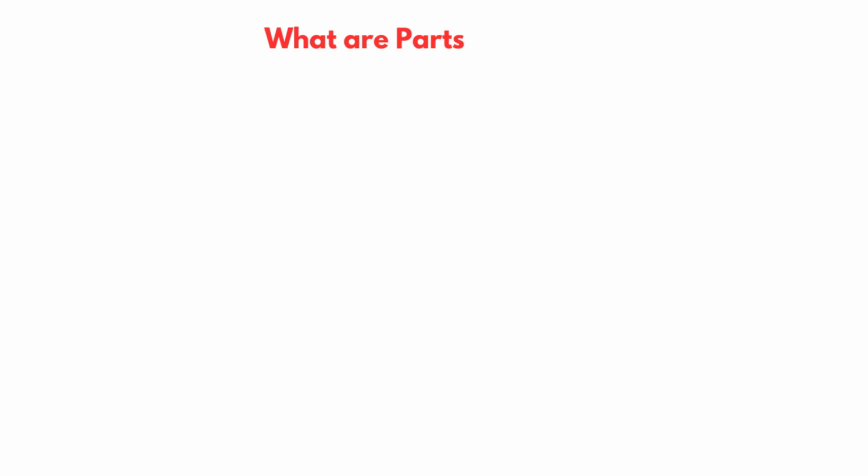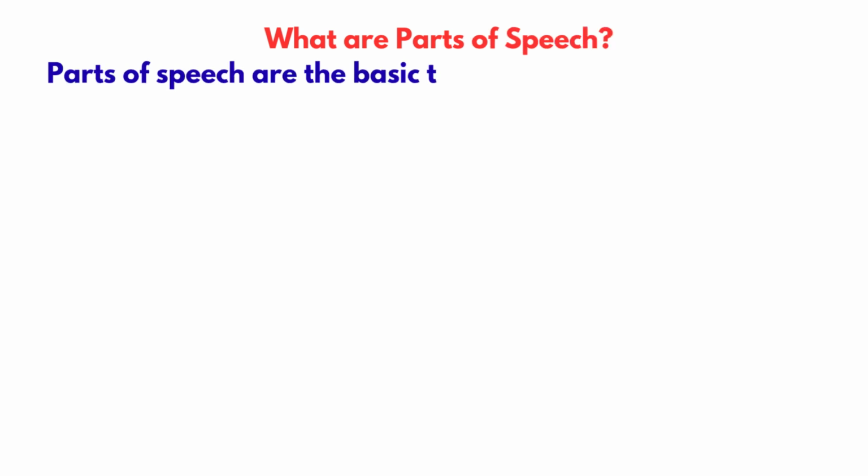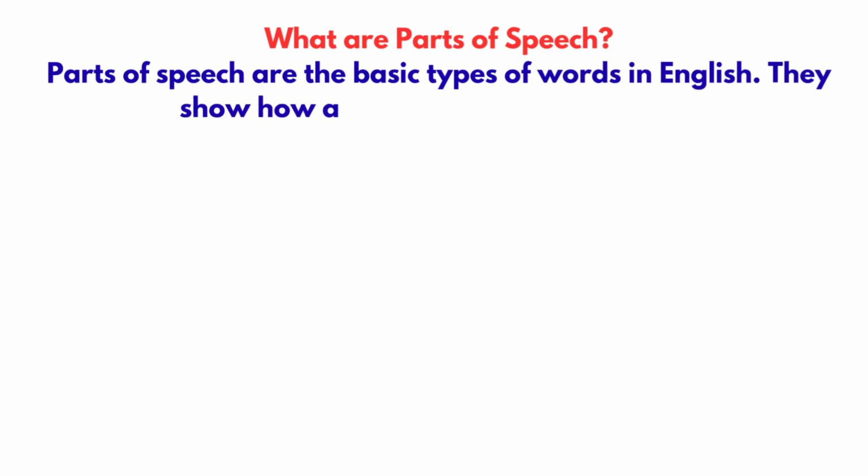What are parts of speech? Parts of speech are the basic types of words in English. They show how a word is used in a sentence. Main parts of speech, 8 types.